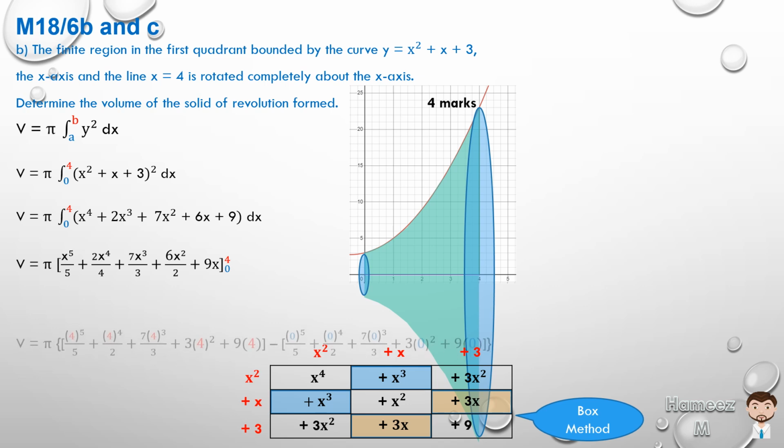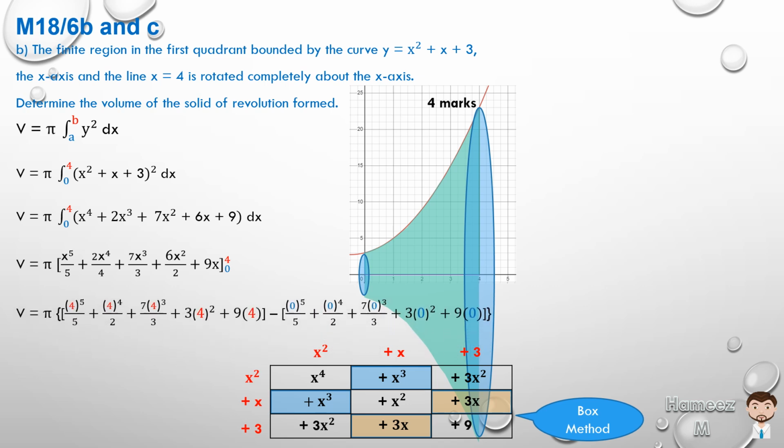So volume is equal to pi times 4 to the 5th on 5 plus 2 to the 4th on 4, plus, well, 2 could go into 4, so that'll give us 2 in the denominator. So that'll be 4 to the 4th plus 7 times 4 cubed over 3 plus 6 times 4 squared over 2. And 2 could go into 6, so that'll give us 3. So 3 times 4 squared plus 9 times 4, minus 0 to the 5th on 5 plus 0 to the 4th on 2 plus 5 times 0 cubed on 3 plus 3 times 0 squared plus 9 times 0.